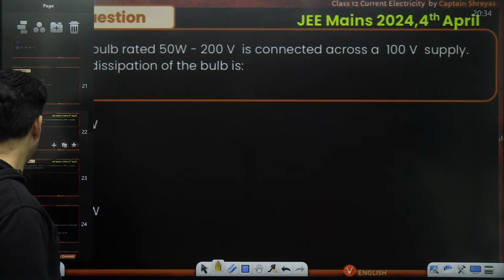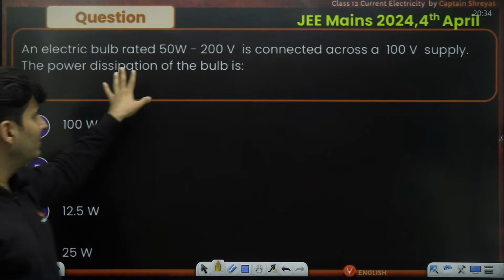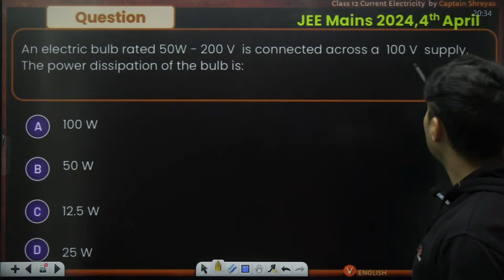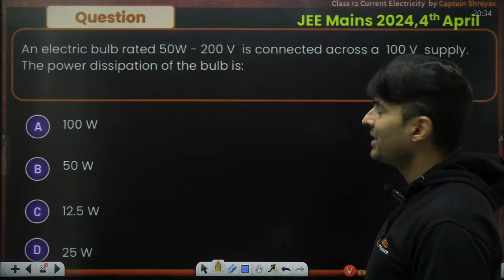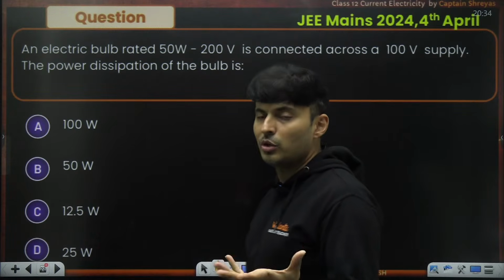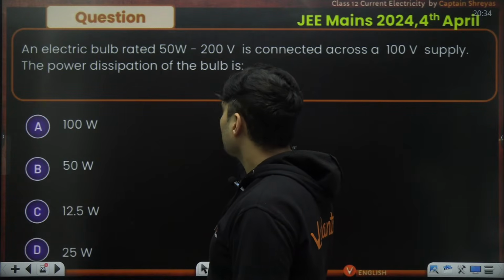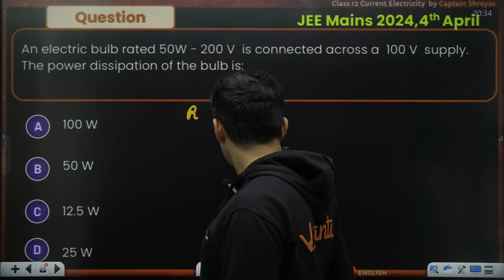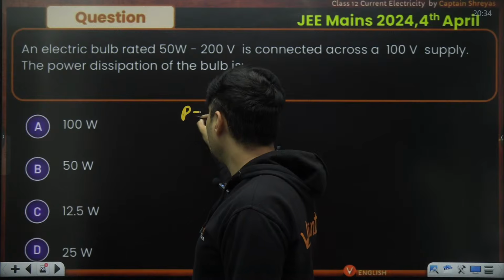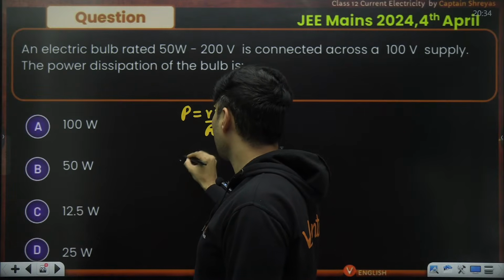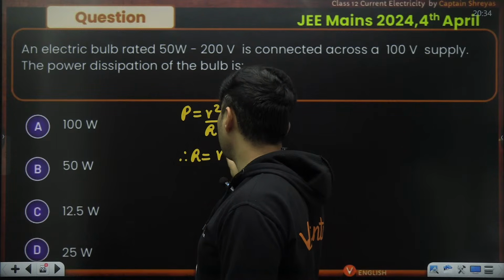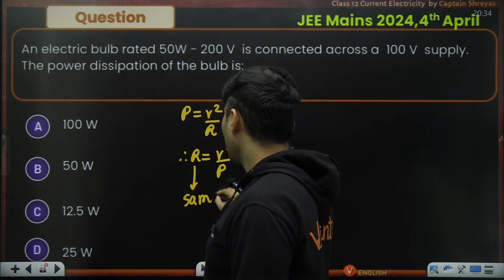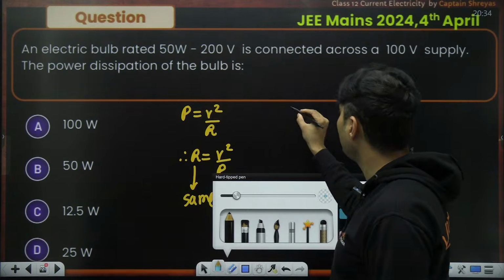Perfect. Moving on to the next question. There is a bulb which is rated at so and so voltage and so power. If you change the voltage to 100, what is the new power in the bulb? So this is just resistance calculation. It will not change. Power being V square by resistance, therefore resistance is V square by P, which will remain the same. That's all, guys. After this, nothing is remaining.